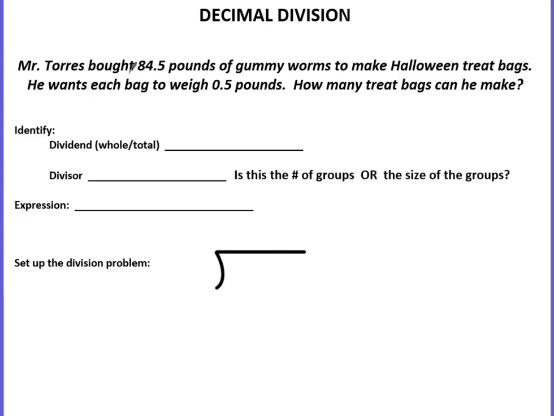All right, remember in division problems, you're given the total amount. You always check to make sure that it is division. Check to make sure you know the total or the whole amount. And we do. The total amount is 84 and 5/10 pounds. So that is what we call our dividend. So we're going to fill this in. And then our divisor is going to be the 5/10 pounds.